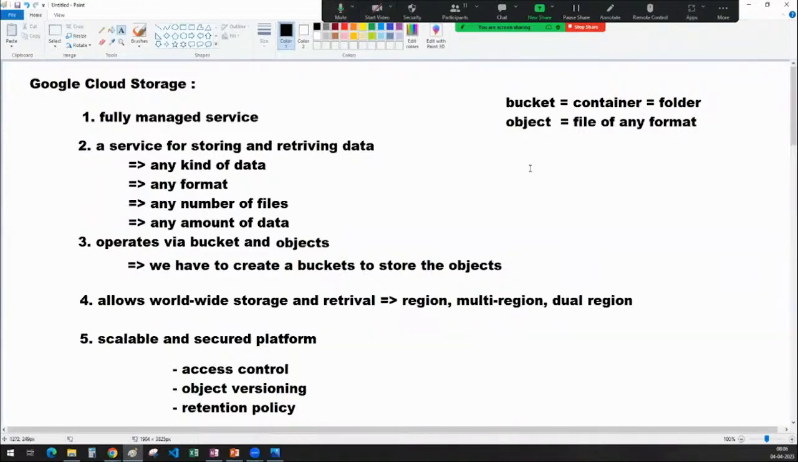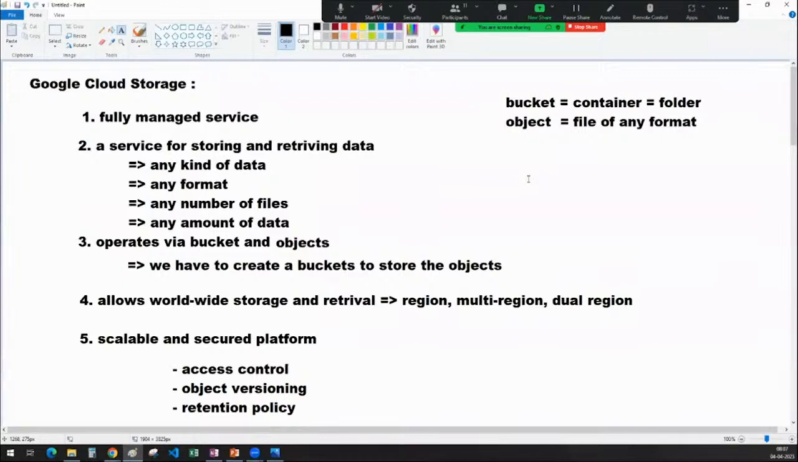Any questions so far on Google Cloud Platform, guys? If we create a storage in a region type, can we change it to multi-region or dual region after uploading the files in the region?